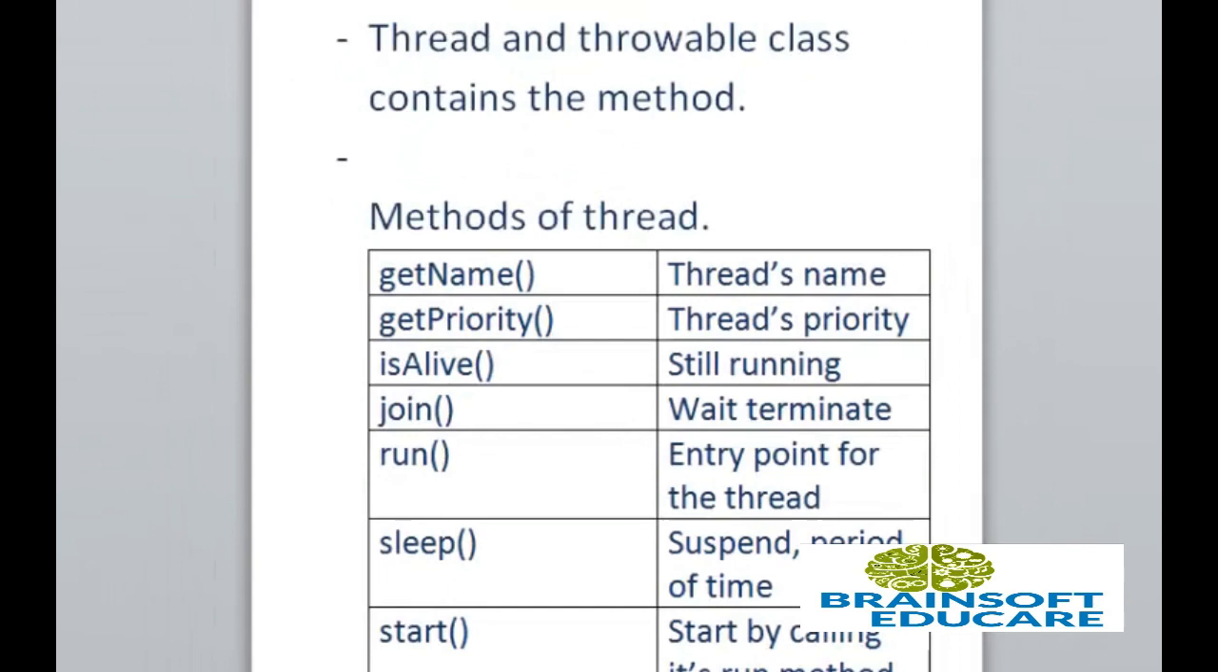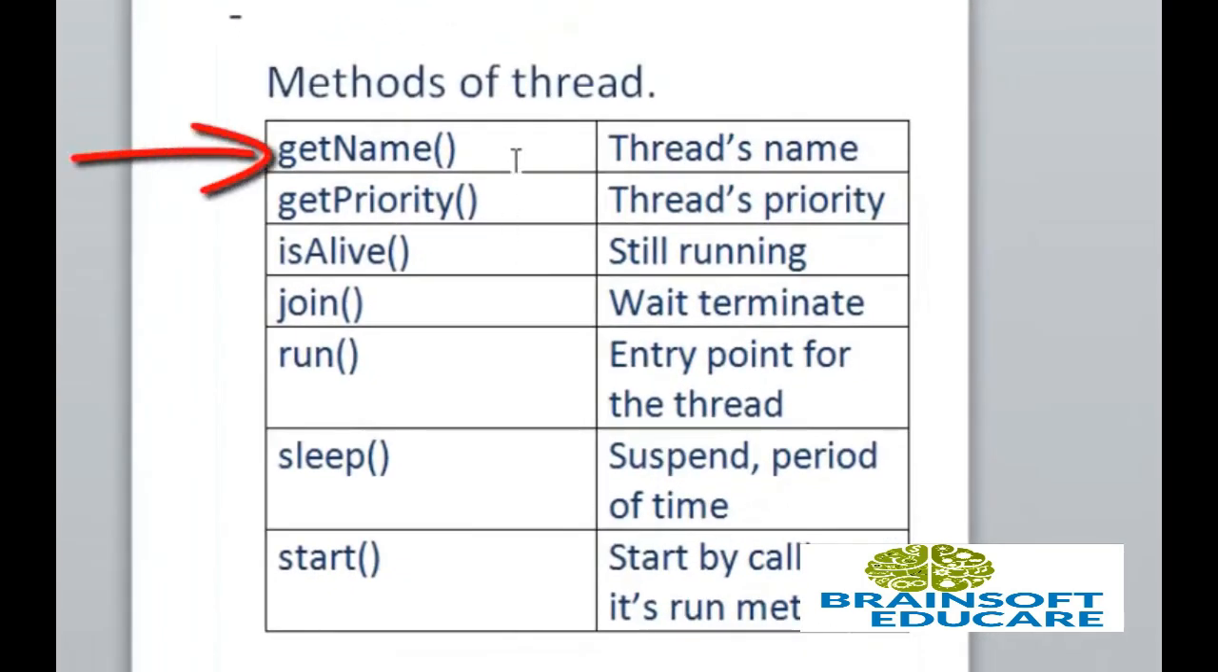Thread and Throwable classes contain many methods. Here is the list of methods. getName is used to get the name of the thread. getPriority is used to get the priority of the thread. isAlive is used to check whether the thread is alive. join is used to wait for the thread to terminate. Run method: this is the entry point of the thread from which the thread is executing. sleep is used to suspend a thread for a period of time. start is used to call the run method.